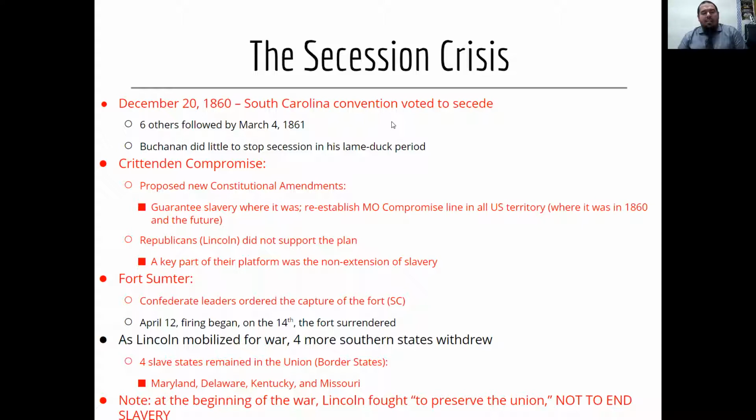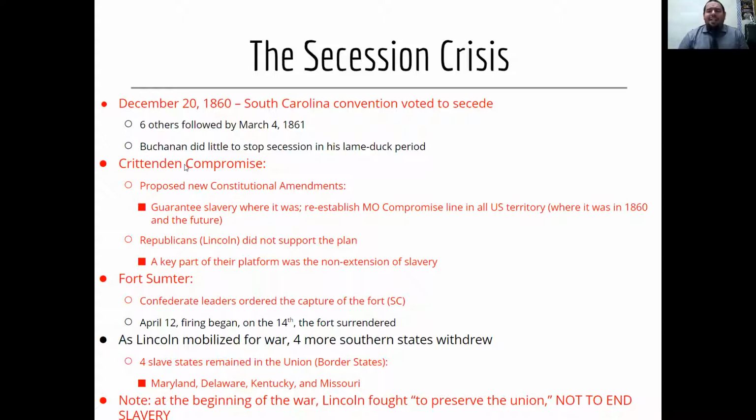Okay. As Lincoln mobilized for war, remember the word means getting ready for the war, 4 more southern states withdrew. However, 4 slave states remained in the Union, and those are called the border states. Make sure you know what they are. It's Maryland, Delaware, Kentucky, and Missouri.